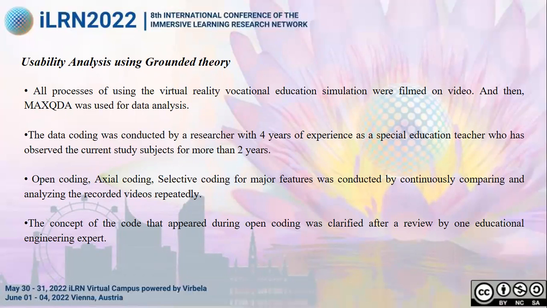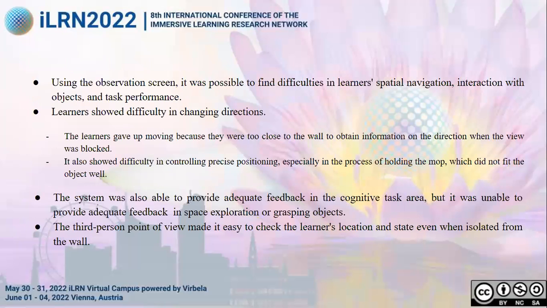Open coding, axial coding, and selective coding for major features was conducted by continuously comparing and analyzing the recorded video repeatedly. The concepts of the codes that appeared during open coding were clarified after a review by one educational engineering expert. Using the observation grid, it was possible to find difficulties in learners' spatial navigation, interaction with objects, and task performance.